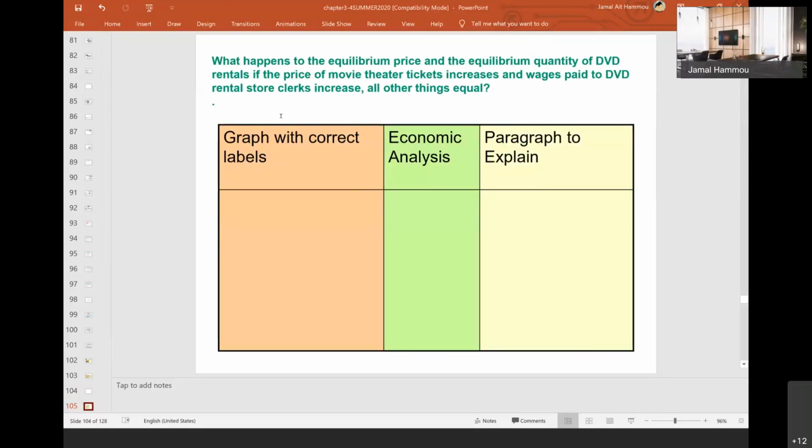So this is another example here. You can look at it if you want. Take a second and look at it if you want to try it yourself. I'll give you a few minutes. 5 minutes, try it.